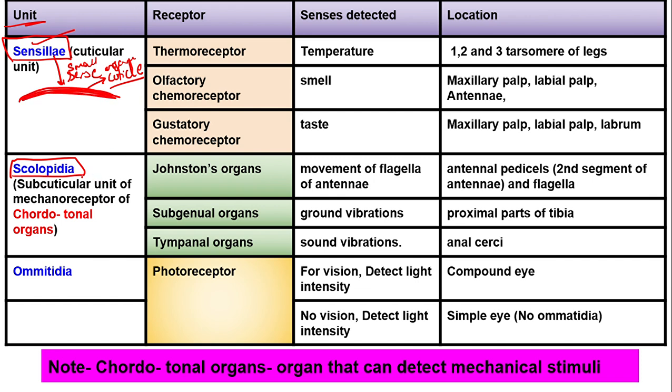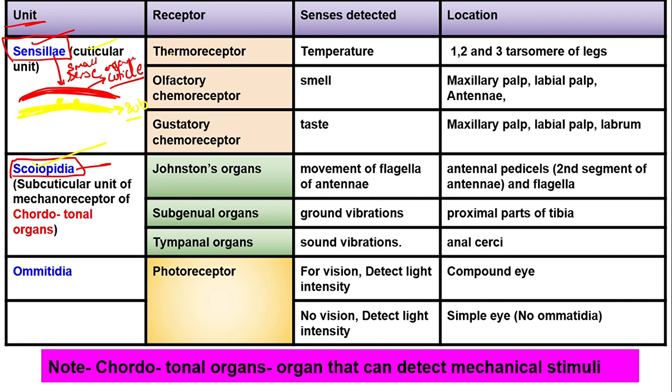The sense organ which is present at the subcuticle layer, let me draw over here. So this is your subcuticle layer, okay? Below cuticle you have the subcuticle layer. The sense organs which are present on the subcuticle layer, what do we call them? Scolopidia. So sense organs present on the cuticle layer, we call sensillae. Sense organs present on the subcuticle layer, we call scolopidia.